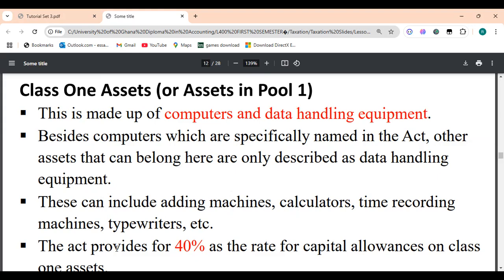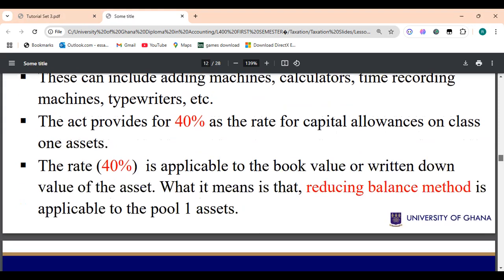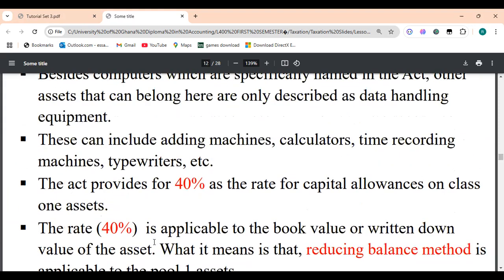So the Act provides for 40% as the rate for capital allowances on class 1 assets. If later on the Act includes photocopier machines and the like, then we bring them in here. But at the time of recording this video, these are the assets that can be included here as data handling equipment, right? And the rate is applicable to the book value or the written down value of the asset. What it means is that we are using what?